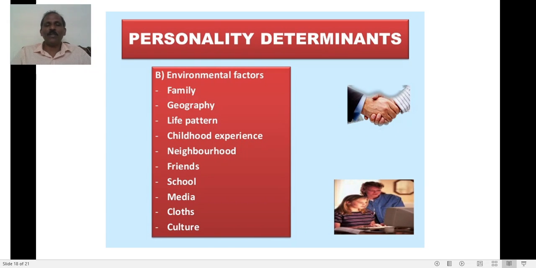Then the second determinant: environment related. First was heredity and biological system, second is environmental, the influence of family. It is said that the home is the first school, and it is the home and parents who nurture one's personality. Then the influence of geography: depending upon the climate and regional qualities, it will have a profound influence on one's personality.